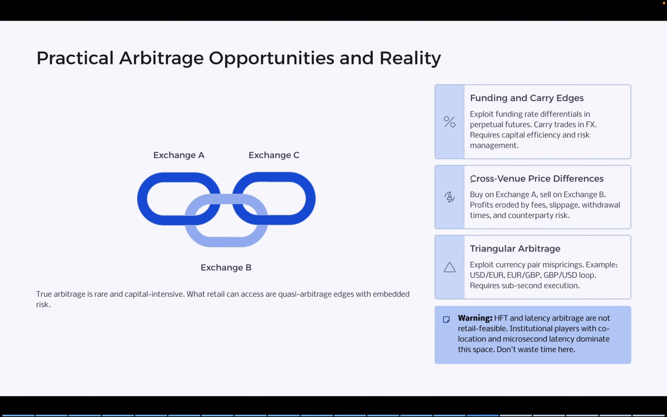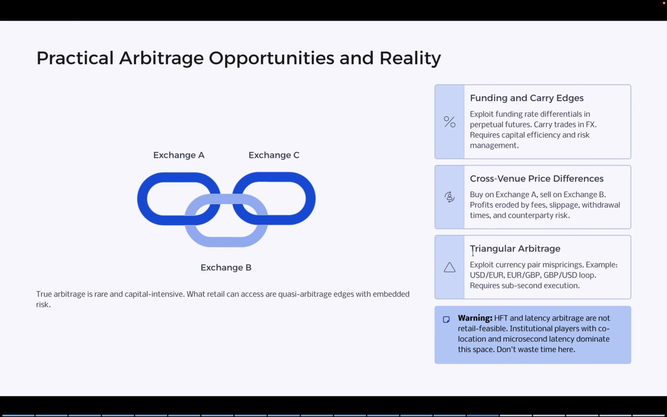So also you can do cross-venue price differences, like buying on exchange A and selling on exchange B, but usually it doesn't work because institutions are already doing this, and the difference is extremely low most of the time. And also you have to be sure of counterparty risk, because recently FTX, a crypto exchange, just went down. So that's what counterparty risk usually is.